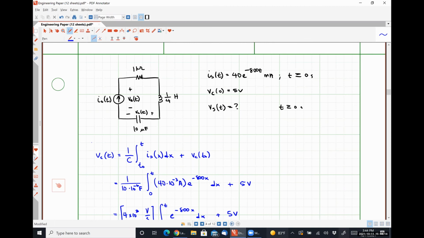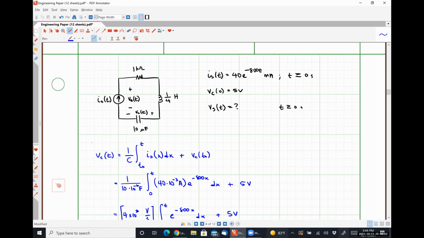Yeah, we know what VC of t is, and we're trying to find VS of t. So how does knowing what VC of t is help us? Let me ask you guys what I hope is an easy question. Since everything is in series, is the voltage drop the same across each portion? No, right? Because everything is in series, the current flowing through all of them is the same. But that does lead us somewhere, right?